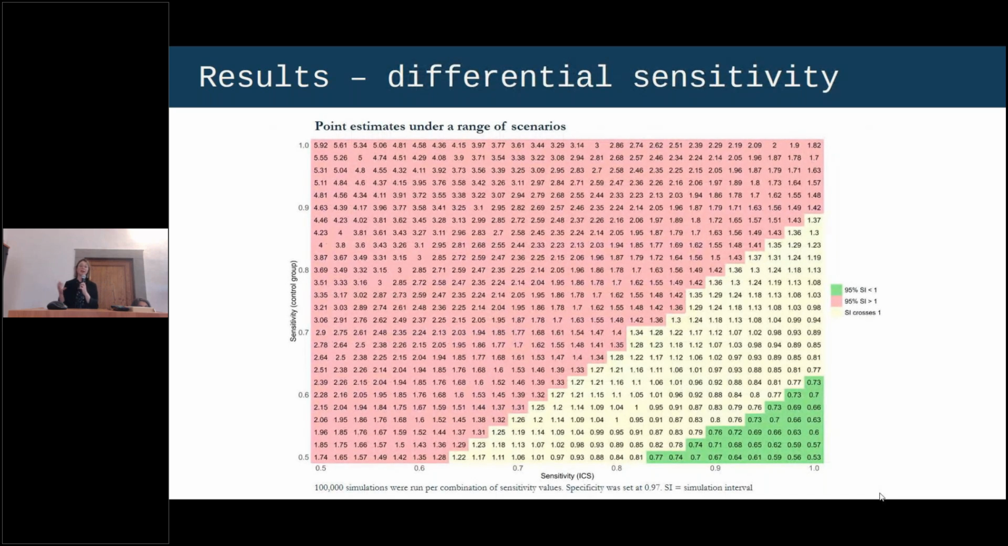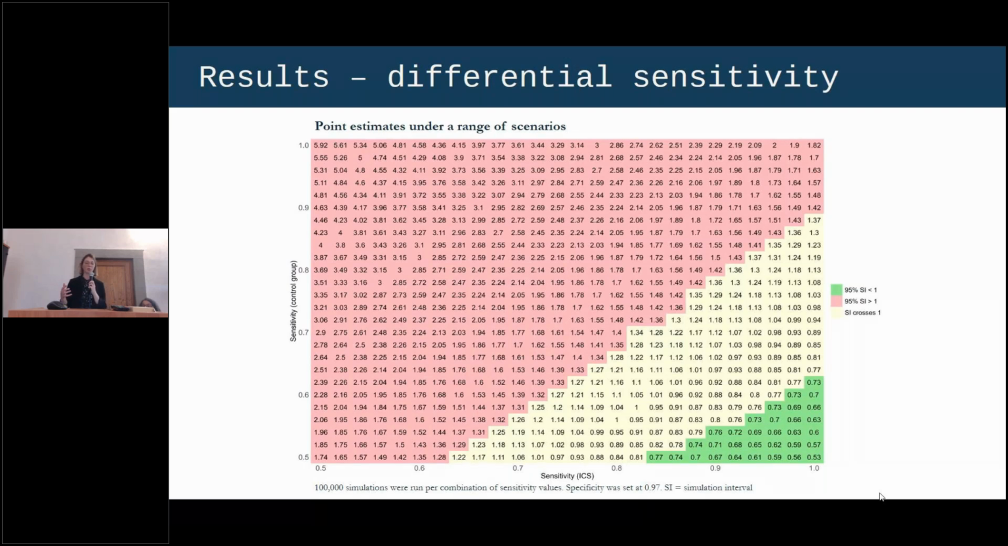We also wanted to look at differential sensitivity. And what we were worried about here was effectively if we were missing a lot more COVID deaths in one of the treatment groups than the other treatment group, could that potentially bias our results? And you might think, well, that's not very likely, but we were worried that some of these patients might be, for example, being cared for in care homes and therefore might be more or less likely to have COVID recorded on their death certificates.